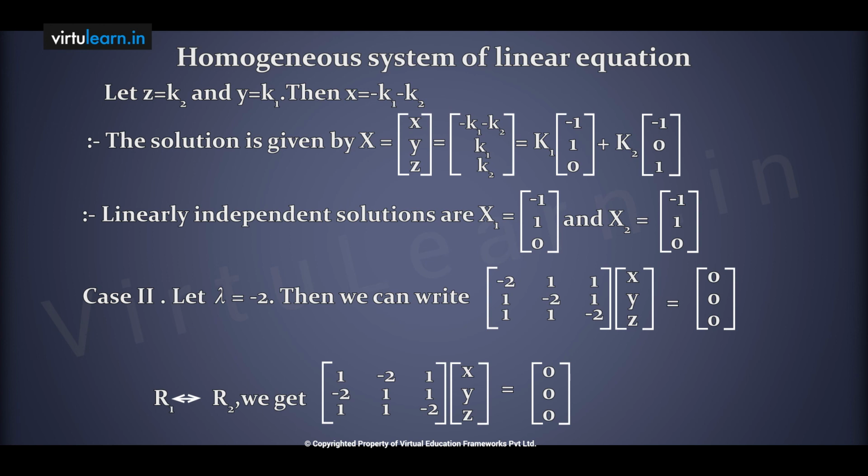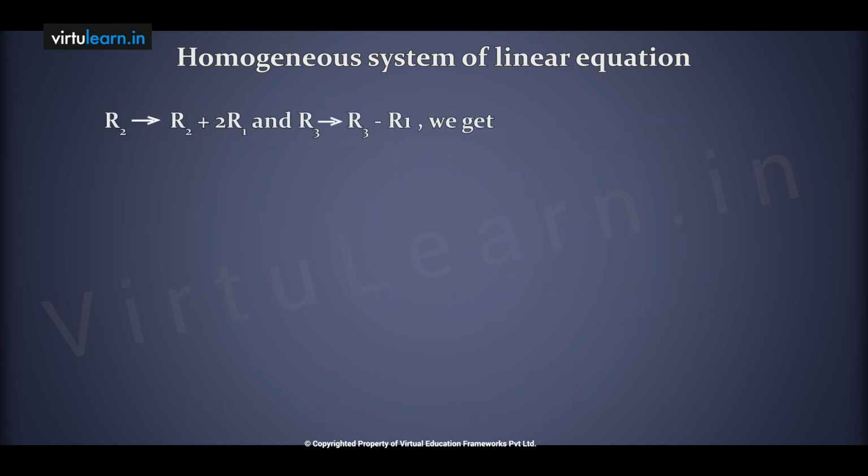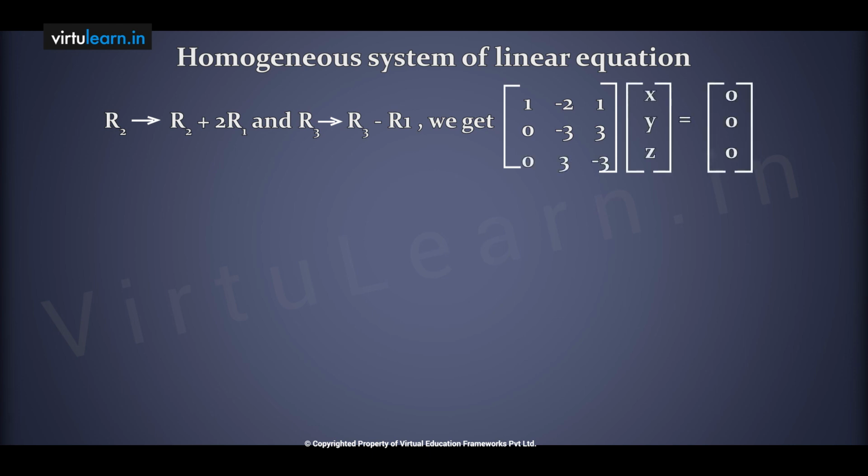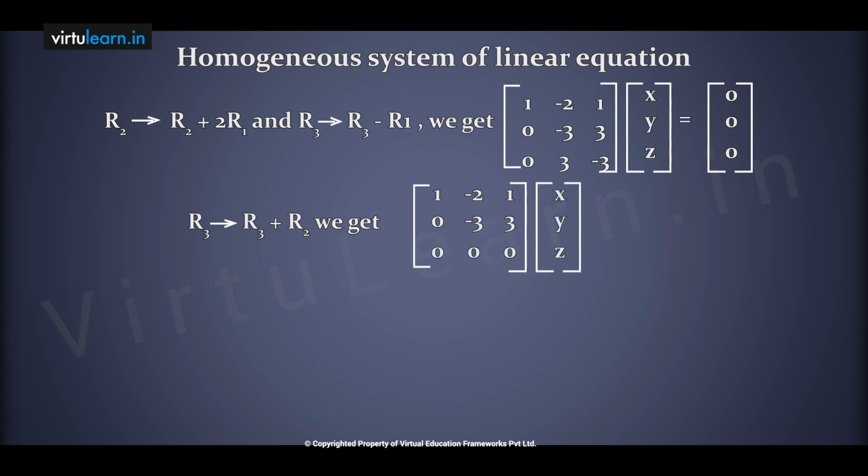While converting into echelon form, R2 changes as R2 plus 2R1, and R3 changes as R3 minus R1. We get 1, minus 2, 1; 0, minus 3, 3; 0, 3, minus 3, times x, y, z equal to 0, 0, 0. Now in the third row, I need the first two elements as zeros. Using the principal diagonal element, you make the element below 0. R3 changes as R3 plus R2. We get 1, minus 2, 1; 0, minus 3, 3; and then 0, 0, 0. When adding those two rows, we get 0 into x, y, z equal to 0.